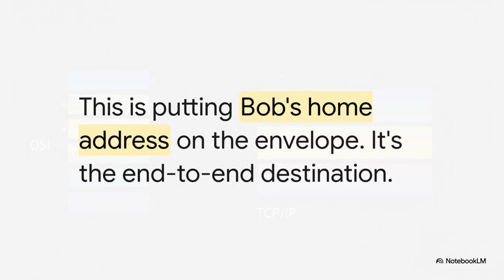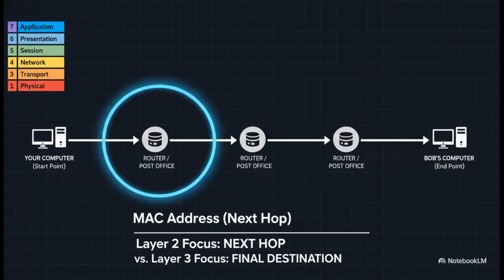email client. Moving on down to layer 3, the network layer. This is the big picture, the final end-to-end destination. In our analogy, this is you writing Bob's full street address, city, state, and zip code on the envelope. It doesn't care how the letter gets there, it just cares about that ultimate endpoint. In the real world, this is the job of the IP address.